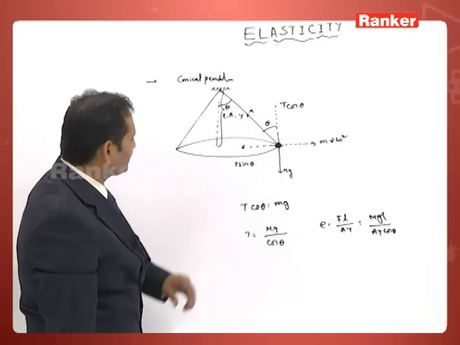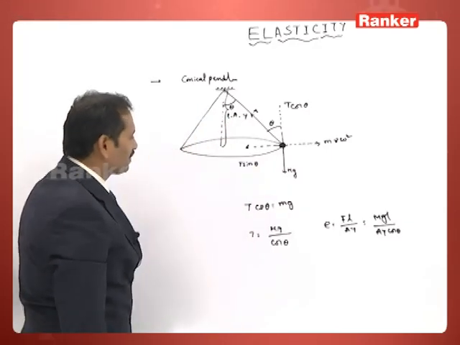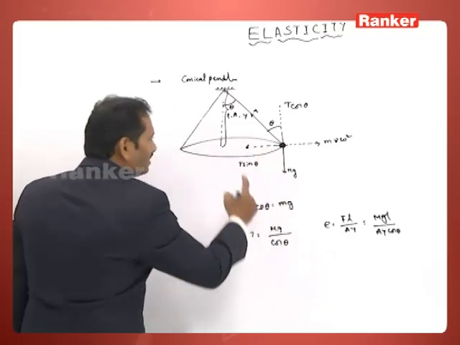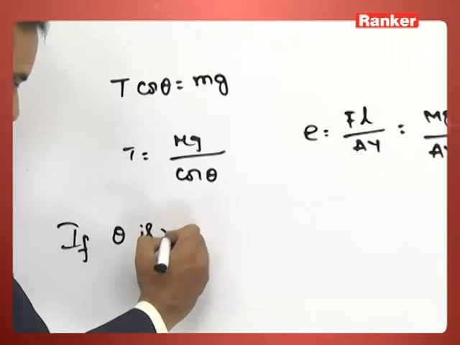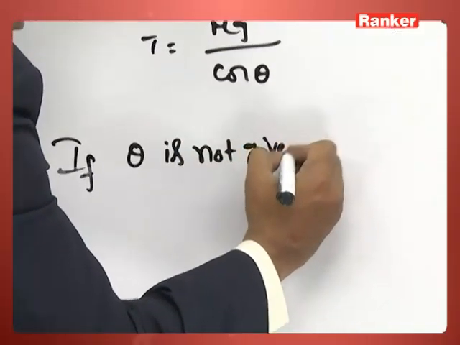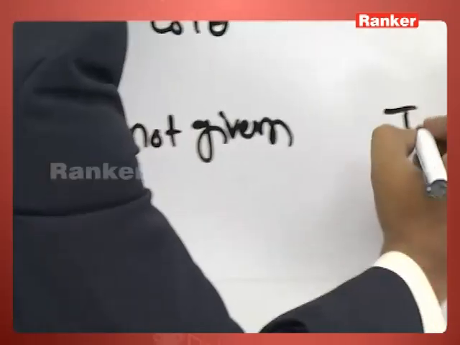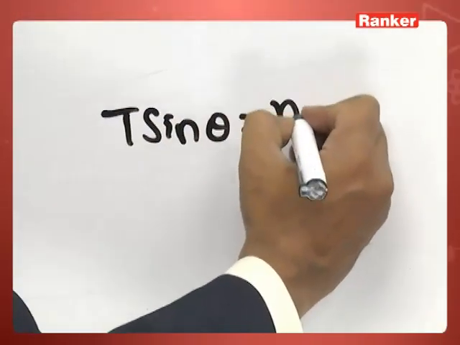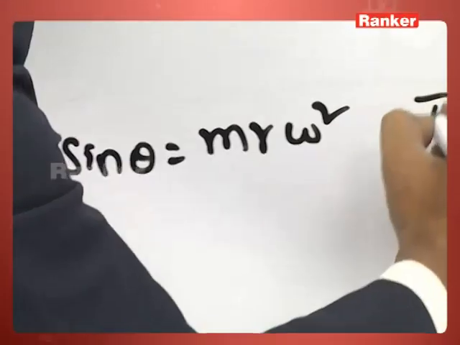They can put a question like this. If they give theta, well and good. If they don't give theta, how to solve the problem? Then you require: T sin theta equal to m r omega square, and T cos theta equal to mg.